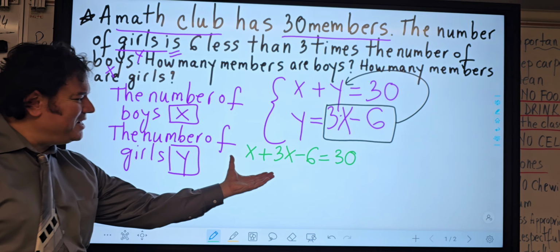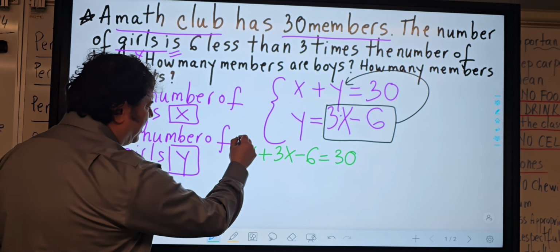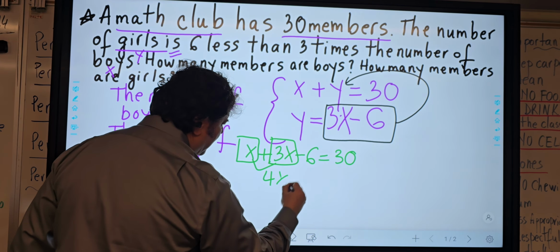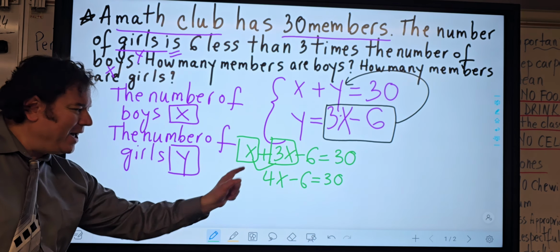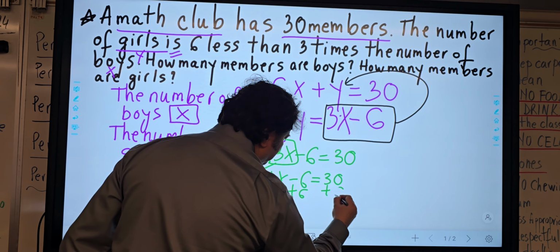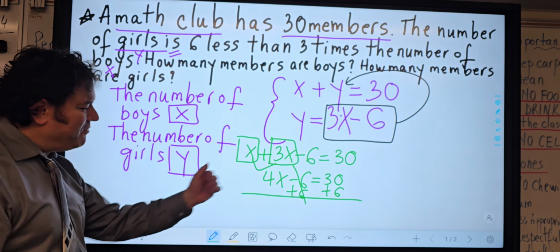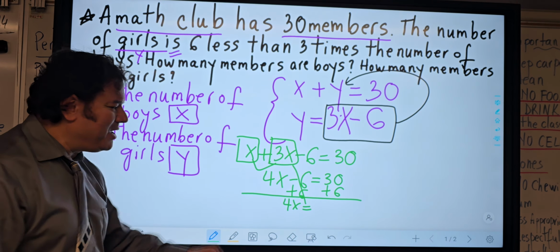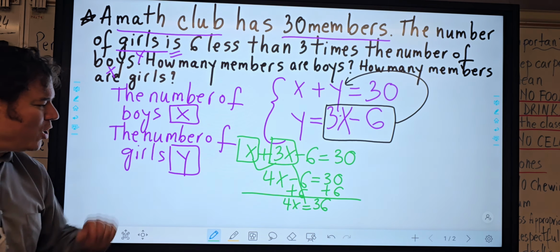And now we see that we got rid of the Y. We only have the X. Let's combine the like terms. So we have X plus 3x. We get 4x minus 6 equals 30. And now we have to add 6 on both sides. Negative 6 plus 6 cancels out. So we have 4x equals 30 plus 6 becomes 36.